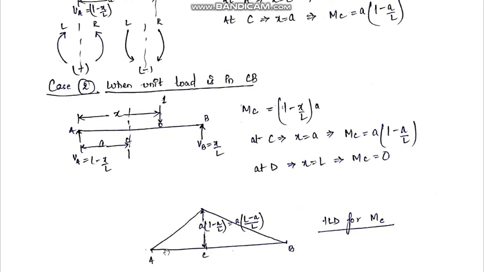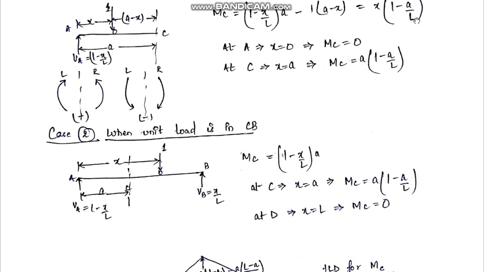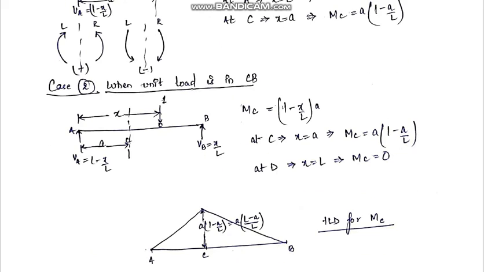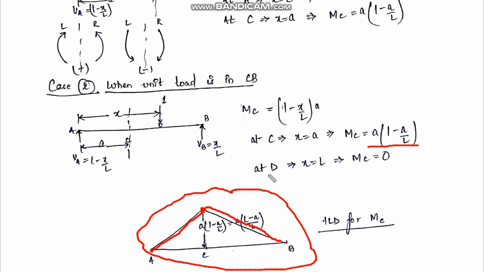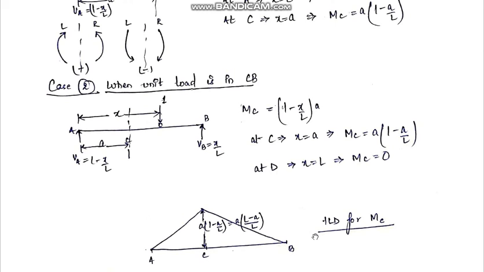So after plotting the values, see, for AC part, the value came out to be 0 at A, and at C point the value is a into 1 minus a by L. So these are the two points for AC part. For the CB part also, at C the value of MC is the same, a into 1 minus a by L, and at B the value is 0. So just join these points by straight lines. The diagram which we will get is your ILD for MC, that is the influence line diagram for the moment at any section.